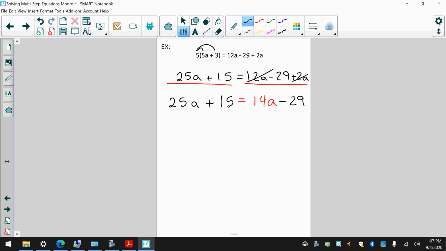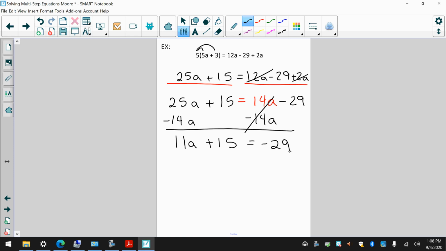Now, the next step is to get all your variables to one side of the equation. Choose the smaller variable and subtract it from both sides. So my smaller is 14a, so I'm going to subtract 14a from both sides. 25 minus 14 is 11 a's plus 15 equals negative 29. Don't forget that negative that's in front of that 29.